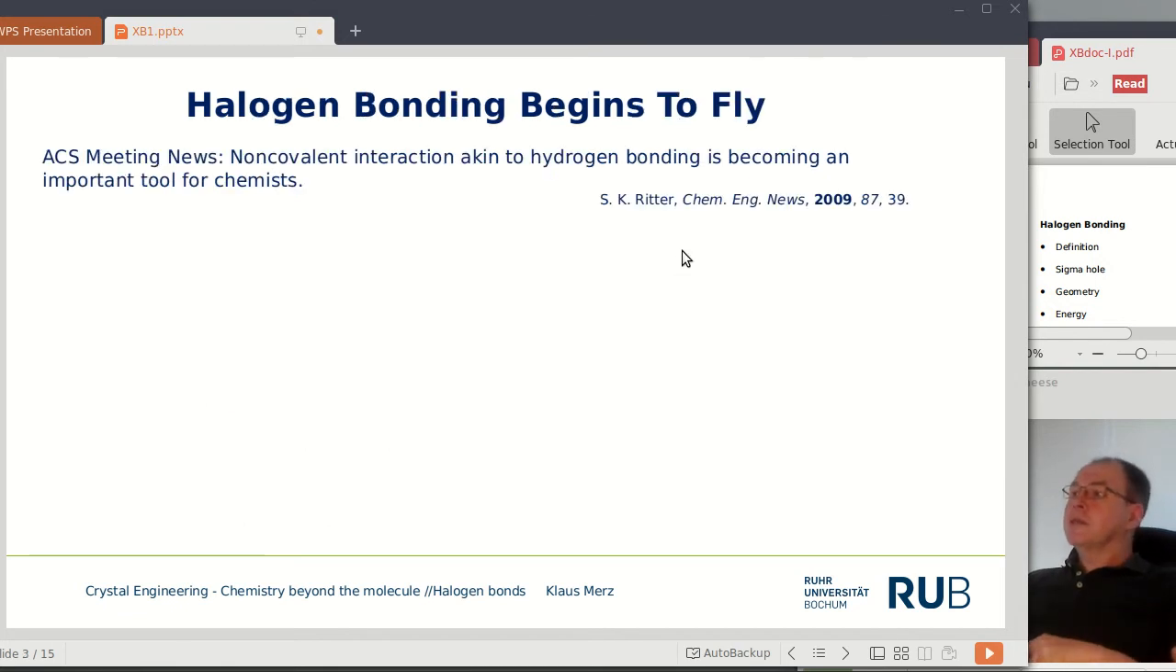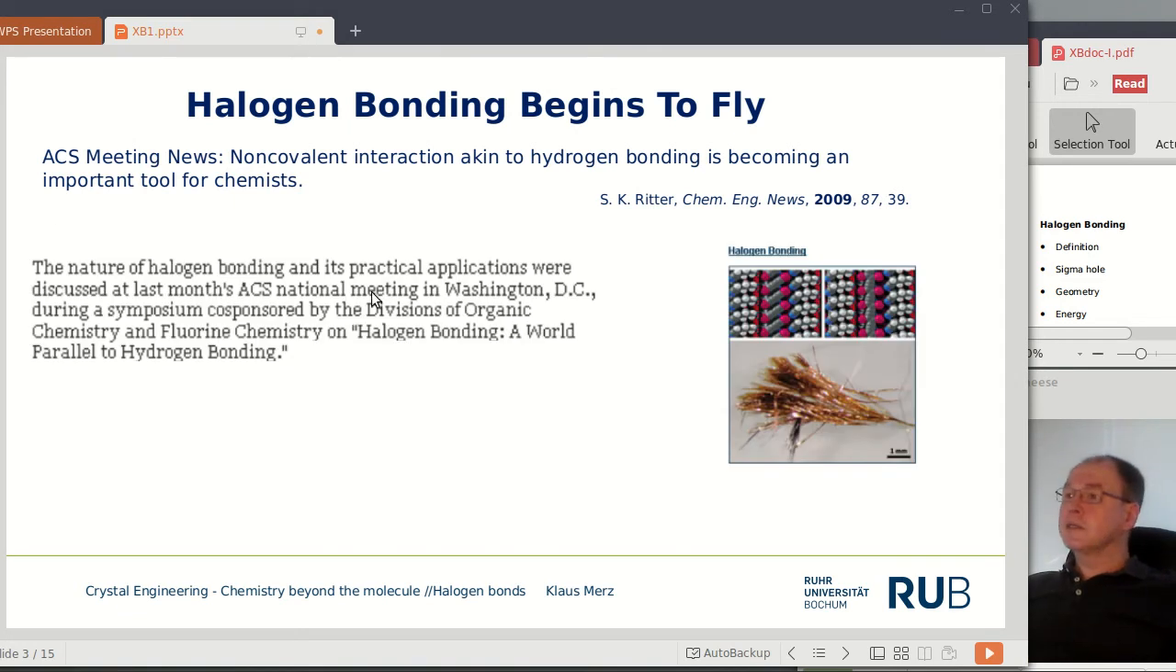For example, there's a contribution in Chemical and Engineering News from 2009, a report about the American Chemical Society meeting: non-covalent interactions akin to hydrogen bonding are becoming an important tool for chemists. 2009, you see, it's not long ago, about 11 years. We see here a copy-paste from the abstract: the nature of halogen bonding and its practical application were discussed at last month's ACS meeting, and so on.